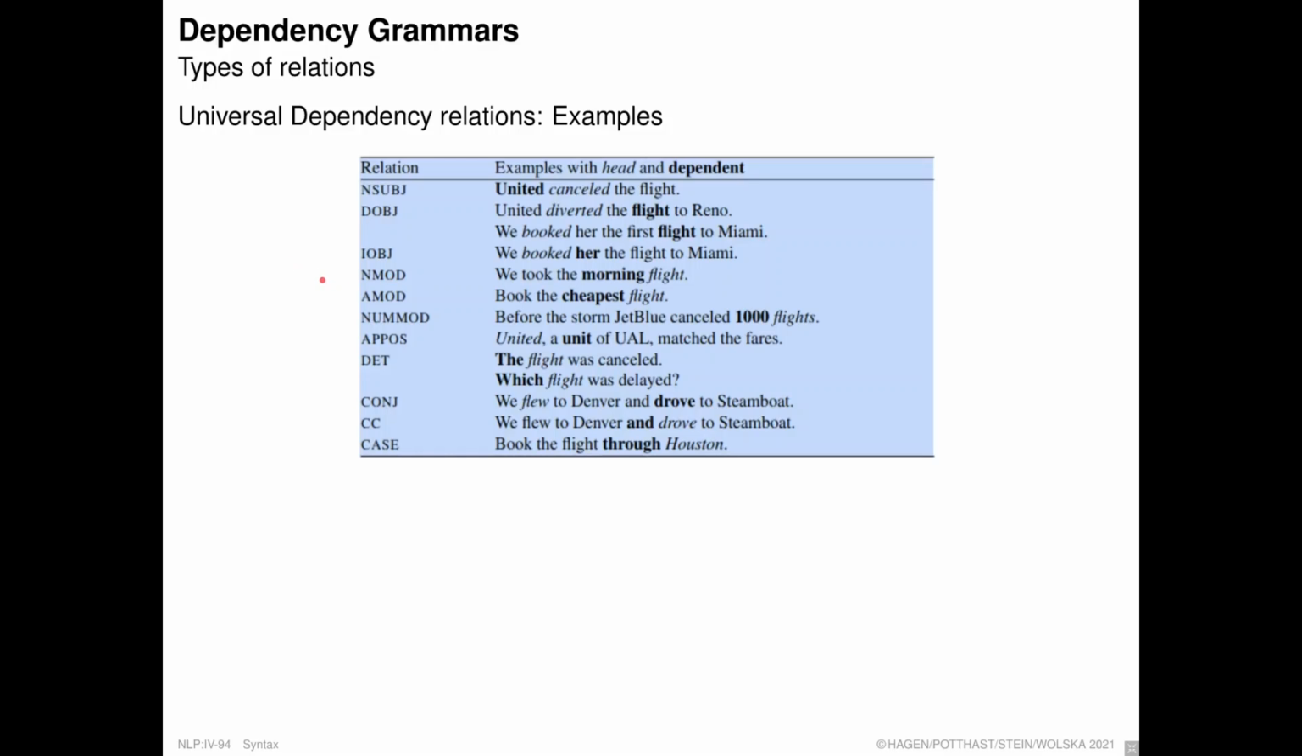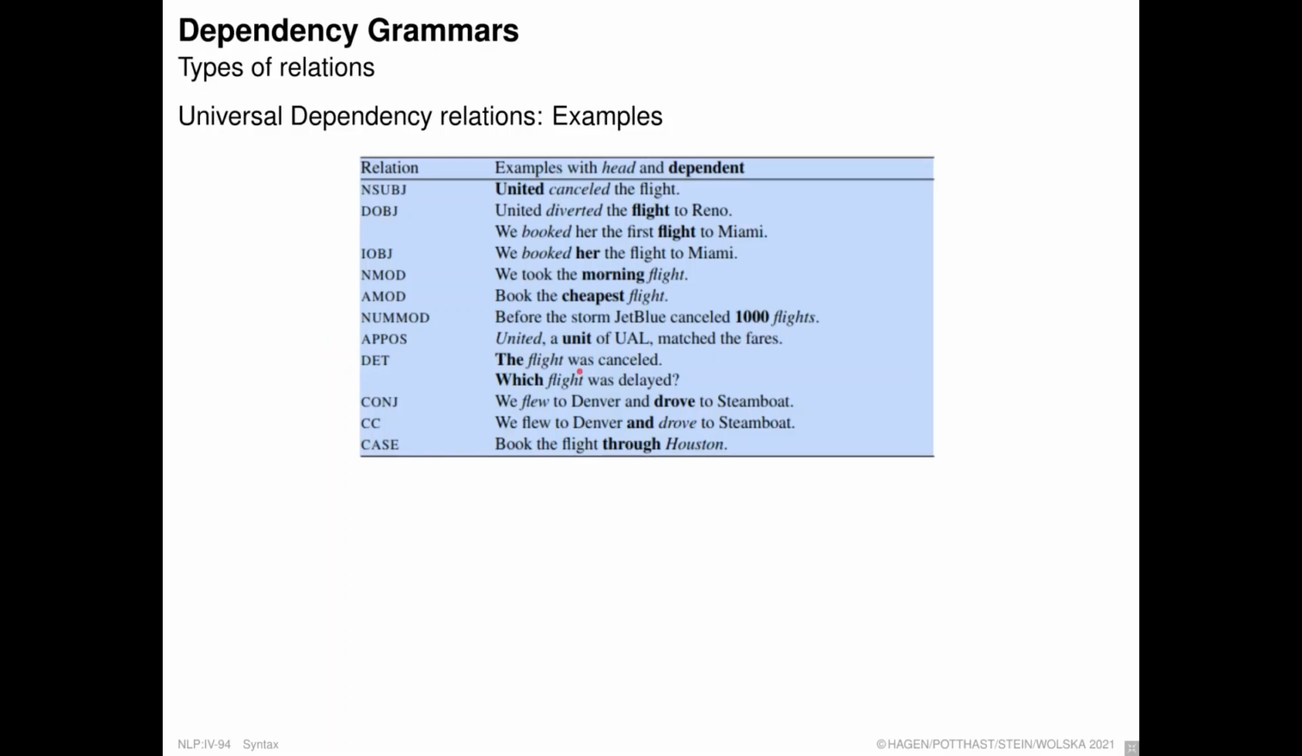Nominal modifier, we took the morning flight, so the head is the flight here, and morning modifies that flight, and morning is of course in the function of a noun. Adjectival modifier, book the cheapest flight. Flight is a head, and the dependent in the function of an adjective is here cheapest. Numerical modifier, before the storm, JetBlue canceled 1,000 flights. So you have the head flights here. 1,000 is a number, so you have a dependency, modification by a numerical token.